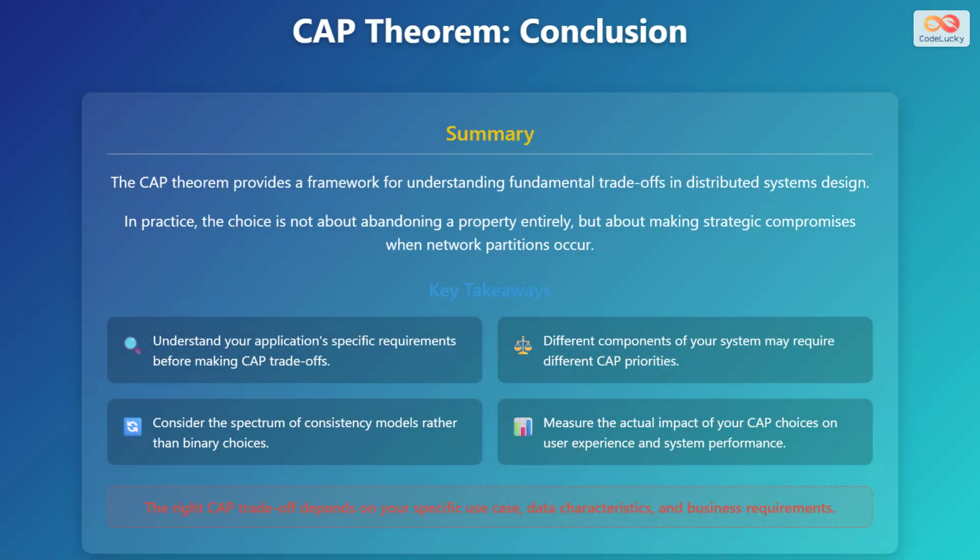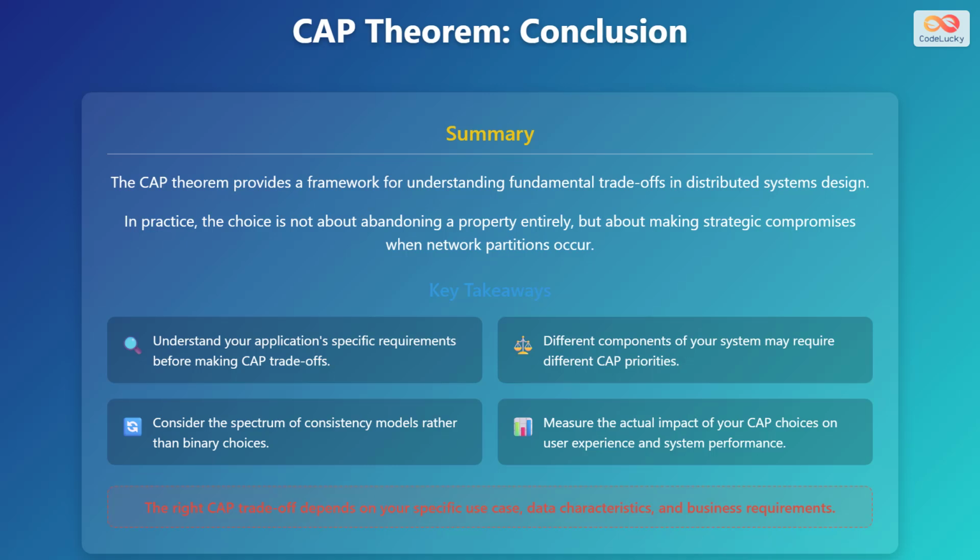In conclusion, the CAP theorem provides a framework for understanding fundamental trade-offs in distributed systems design. In practice, the choice is not about abandoning a property entirely, but about making strategic compromises when network partitions occur. It's important to understand your application's specific requirements before making CAP trade-offs.